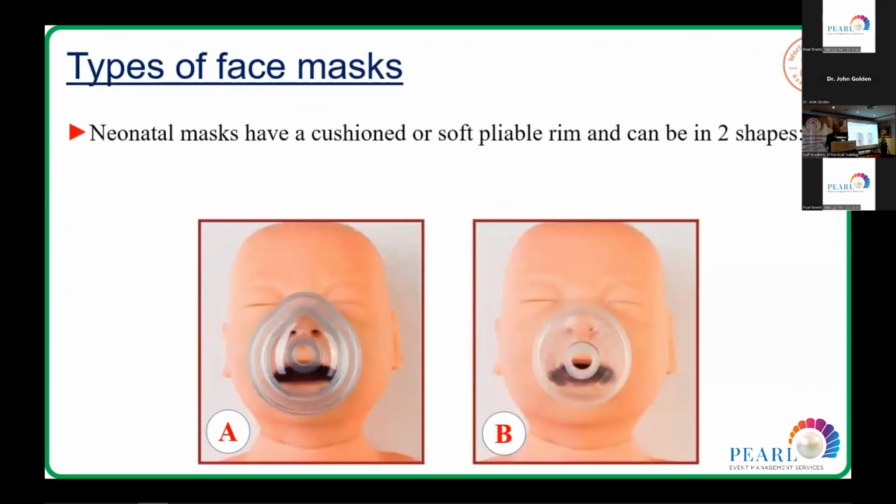Types of masks: neonatal masks have a cushioned, soft, pliable rim, and can be either anatomically shaped or round. This is the anatomical, and this is round.